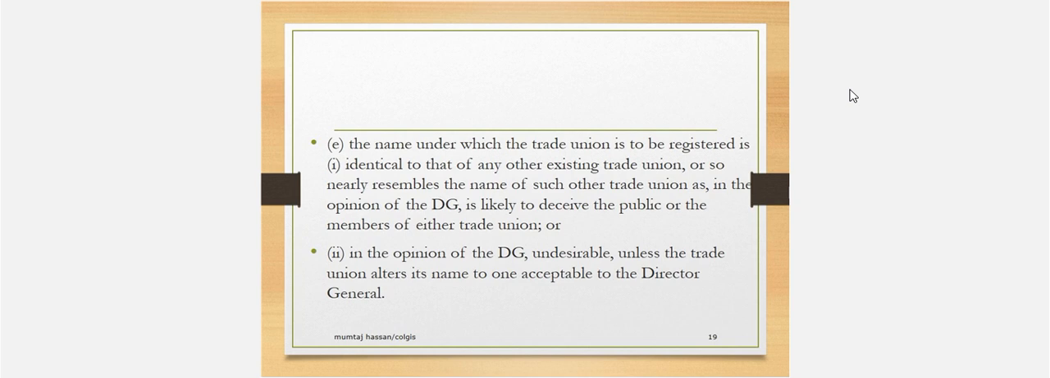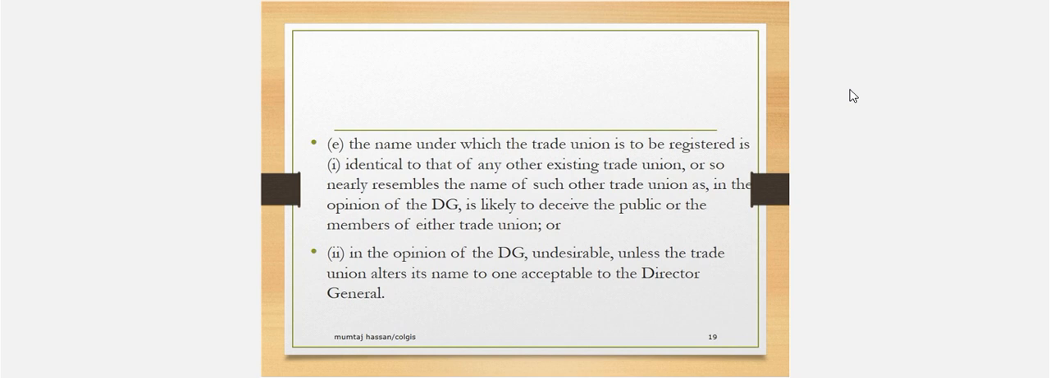Or trade union also, you cannot have the same name. Okay. So you must remember that if you have the same name, it can deceive the public or the members of either trade union. Okay, so E is on the name of the trade union.